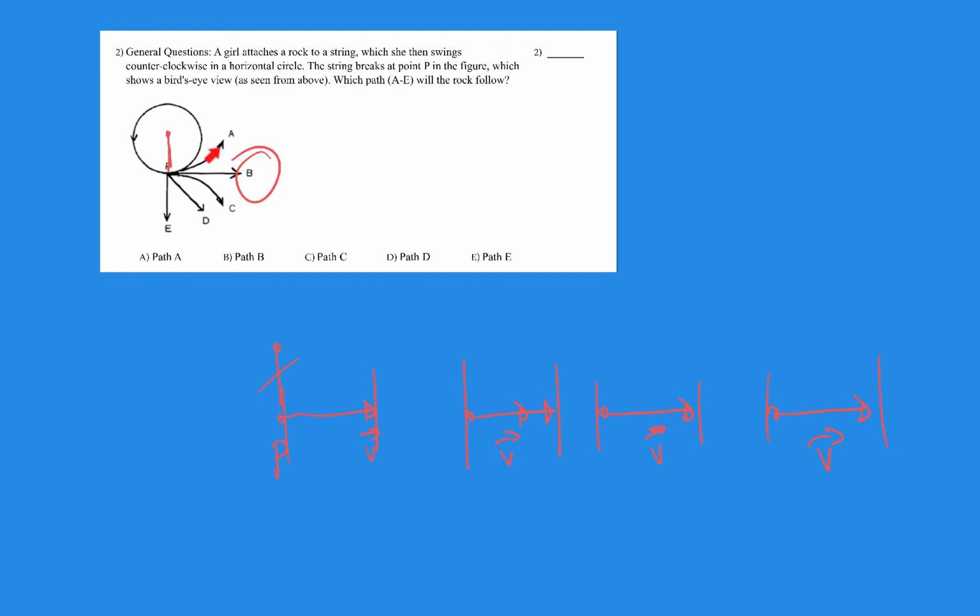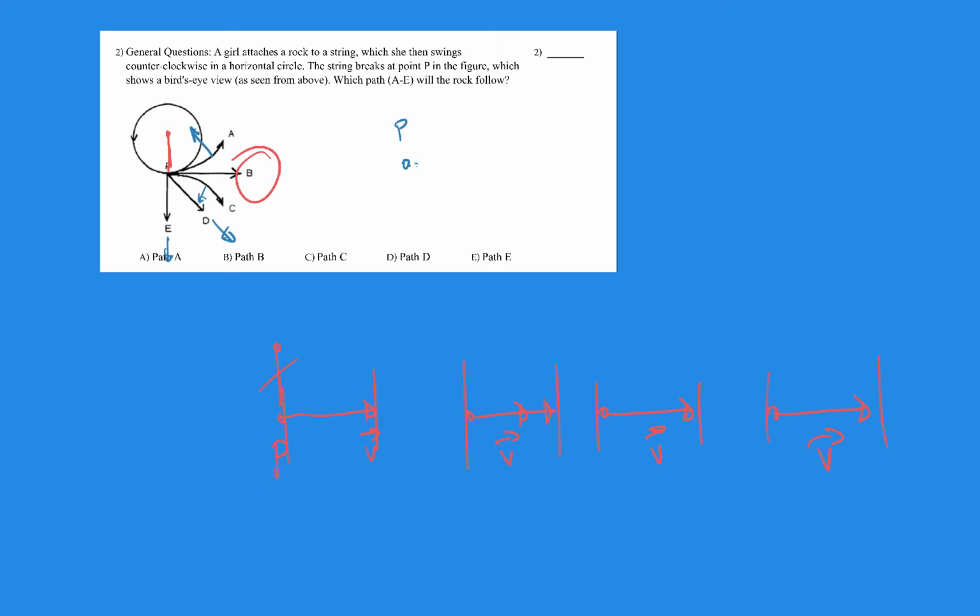Well, this one means that after the breaking there is a force going in this direction. Otherwise, it cannot make this curve. This one means there is a force going in this direction. This one means there is a force going in this direction. This one means there is a force going in this direction. But the reality is that there is no force going in this direction.